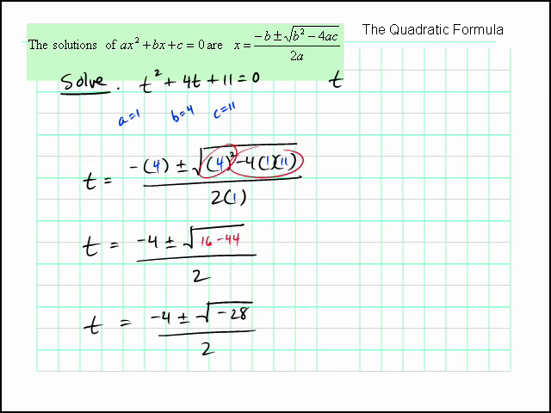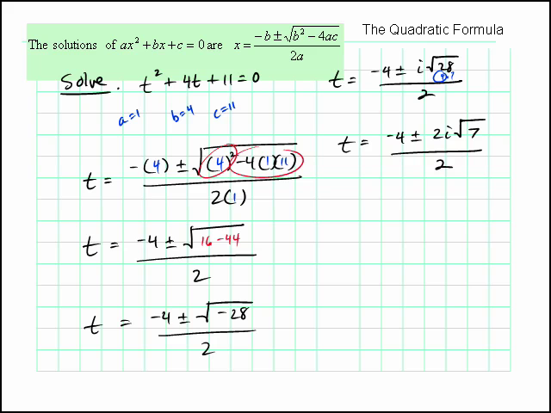I've got t equals negative 4 plus or minus i square root of positive 28, if we remember our imaginary numbers. And the square root of 28 I can simplify. I've done this earlier. That's 2 square root 7. And so this radical up here simplifies to 2i square root 7 all over 2.